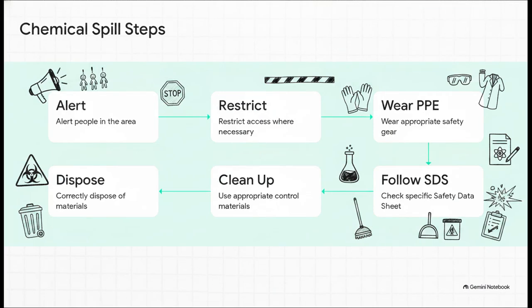Now, if a chemical spill actually does happen, labs have a rapid-fire sequential protocol that we follow to the letter. First, you alert the people in the area. Second, restrict access. Third, get that appropriate PPE on. Fourth, and this one is vital, follow the chemical's specific safety data sheet, or SDS. Actually, you can never just assume every chemical uses the same neutralizing agent. Doing that could literally cause an explosion. Fifth, use the correct spill control materials. And finally, dispose of the waste properly and report the whole incident.